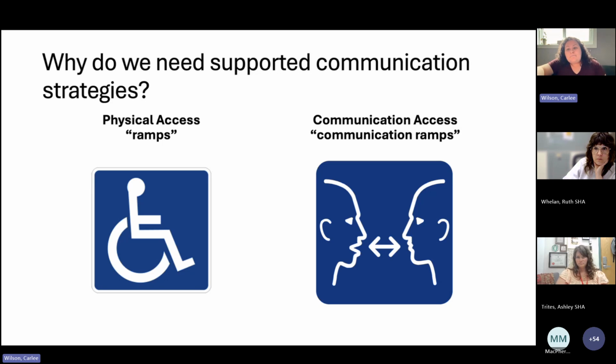And so on this slide, I do have the physical access ramp symbol, but also the communication access symbol. You might not be familiar with this symbol, but I'm hoping that with some of my work, you'll see it a lot more often. And really, when people post this communication access symbol, it means that they know how to use supported communication strategies and how to help people with communication challenges.